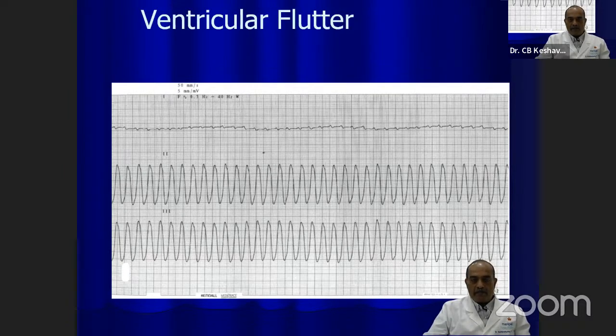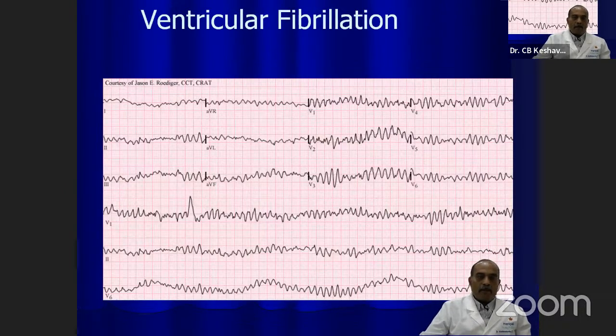Very fatal arrhythmia, quickly degenerates into fibrillation unless treated. And the patient is almost always hemodynamically unstable, or many times the patient is unconscious. So this is the most fatal of all. Most of our patients die from this arrhythmia.